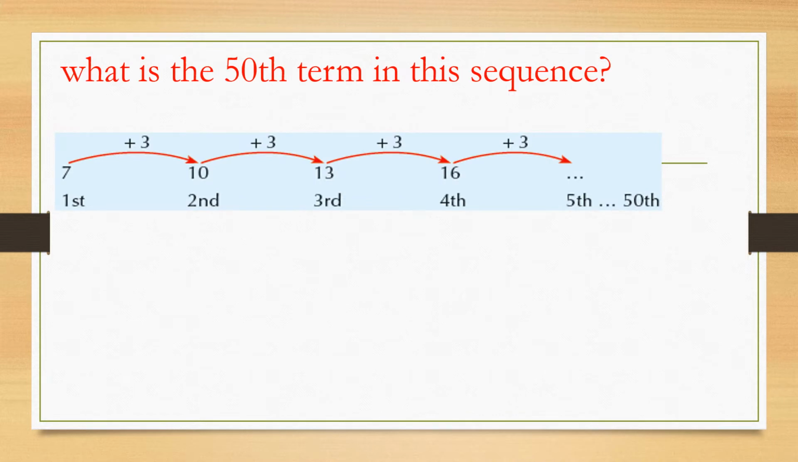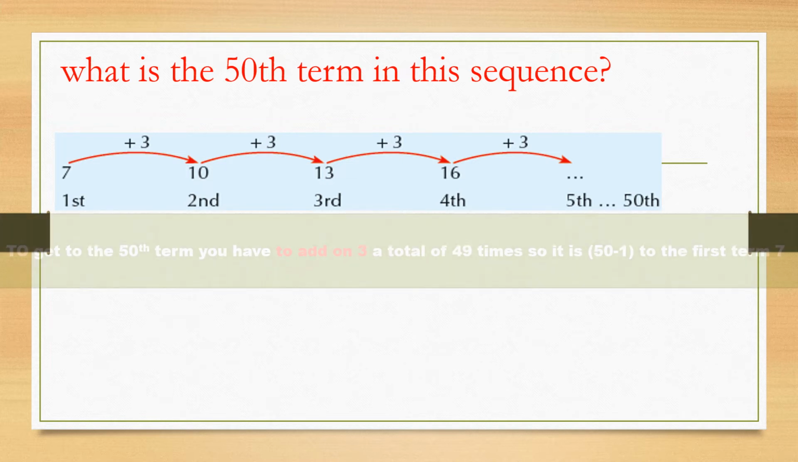Now let's do something harder. How to find the 50th term in this sequence. To do it, you have to understand the rule because we are not going to count. So what do we mean by 50th term? You have to understand its meaning. Its meaning that you are adding 49 times on the first term 7.